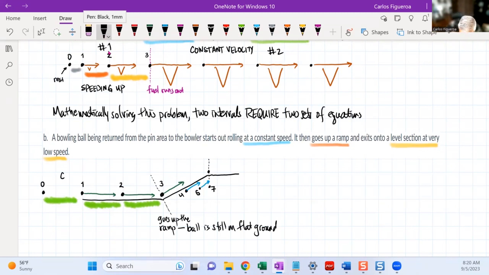So in this interval, we said we had constant velocity. Here, we're slowing down while going up the ramp. And then for the level section, I'm going to assume that it has constant velocity. So now, what do I do here? When I get to here, here's my question. When I get to, you know, that's a 5, not a 6.